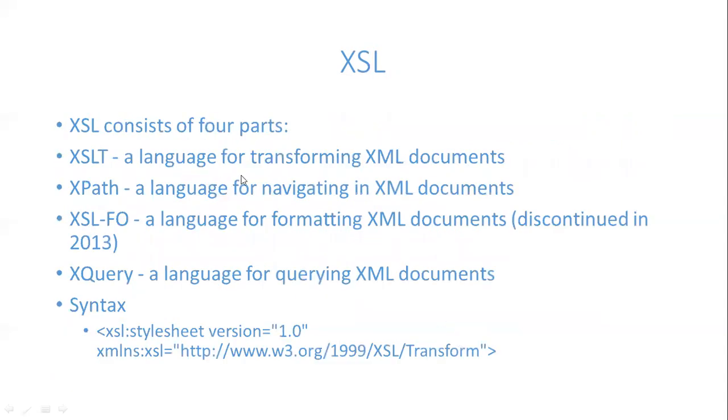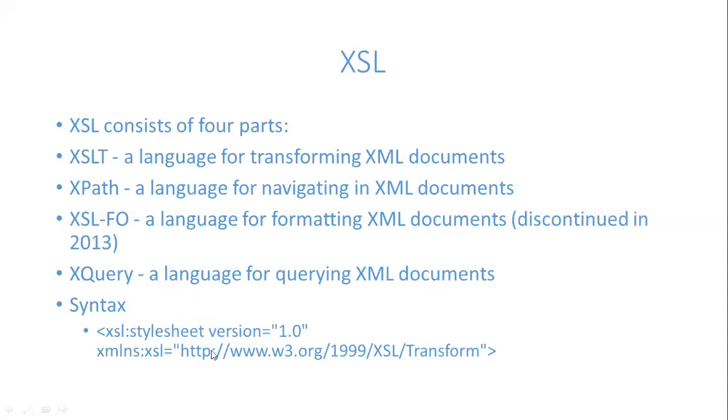Now, the structure of an XSL. XSL consists of 4 parts. XSLT, a language for transforming XML documents. XPath, which is used to navigate the XML documents. And then the formatting objects, which is currently discontinued, so you can skip this particular part, just for the information. XQuery, the language for querying the XML documents. So we've got XSLT, XPath, and then XQuery.